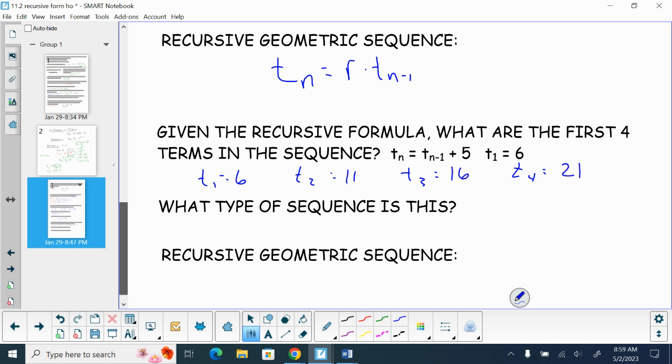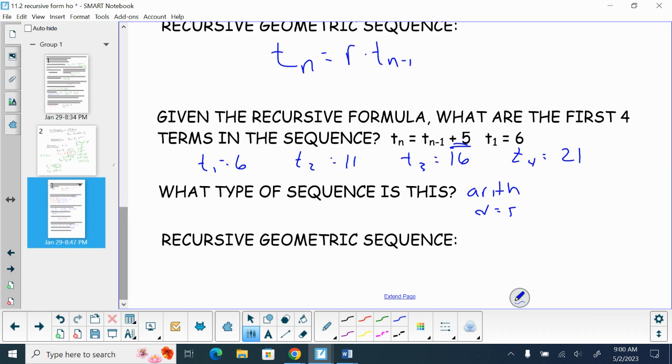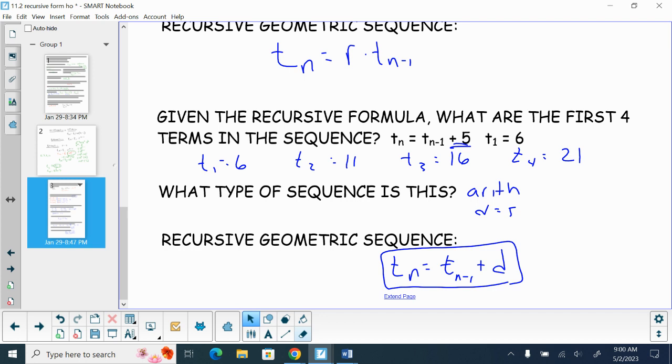What type of sequence is this? Arithmetic, common difference 5. There's our value of 5. So when you're talking about a recursive formula, we have Tn is equal to Tn minus 1 plus this common difference. And that will work for any arithmetic sequence.